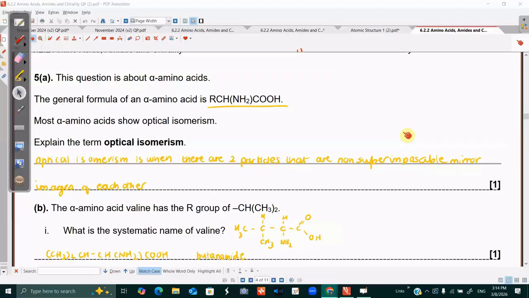Non-superimposable mirror images of each other. Very good. And it happens when there's a chiral carbon. In the presence of a chiral carbon, you get the two compounds that are non-superimposable mirror images, right? So I don't like the term particles.